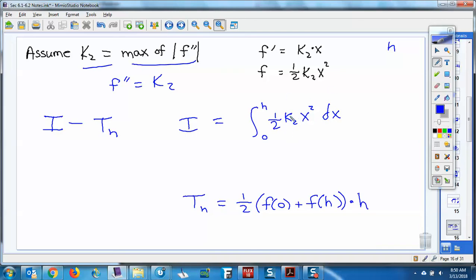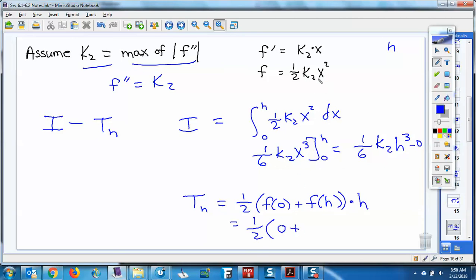Okay, so this will be easy. The K2 is just a constant. So raise that up to a 3, divide by 3. So that'd be 1/6 K2x cubed from 0 to h. So I'll plug in an h. That's going to be 1/6 K2h cubed, and then minus 0. Okay, so that's easy. And then this is going to be 1/2 f of 0, so I put a 0 in there, that's going to be 0, plus then I plug an h in there, that's going to be 1/2 K2h squared, and then times h.